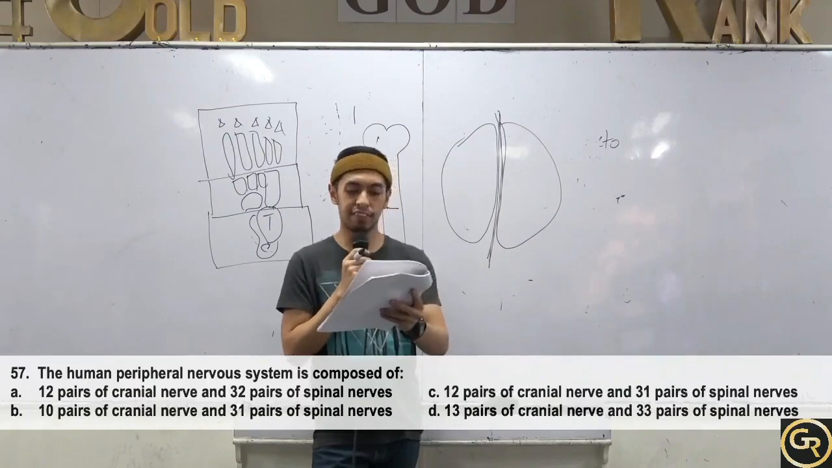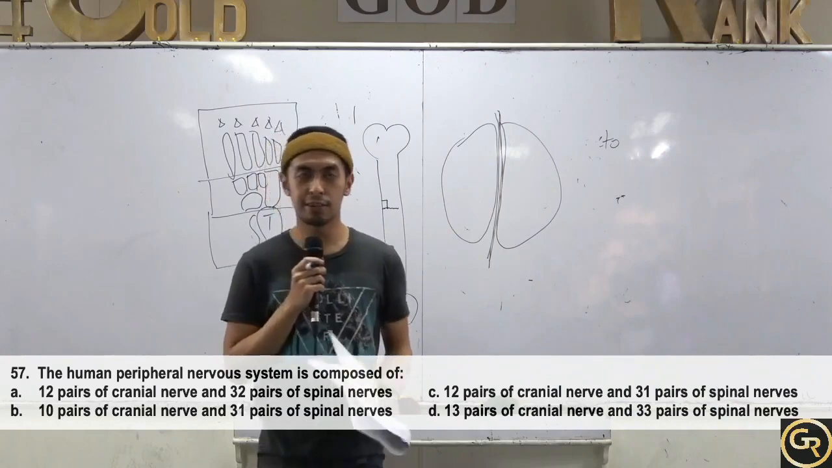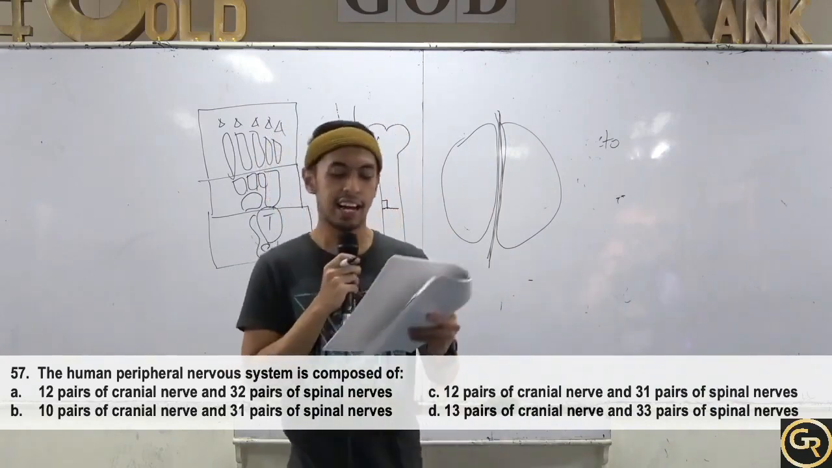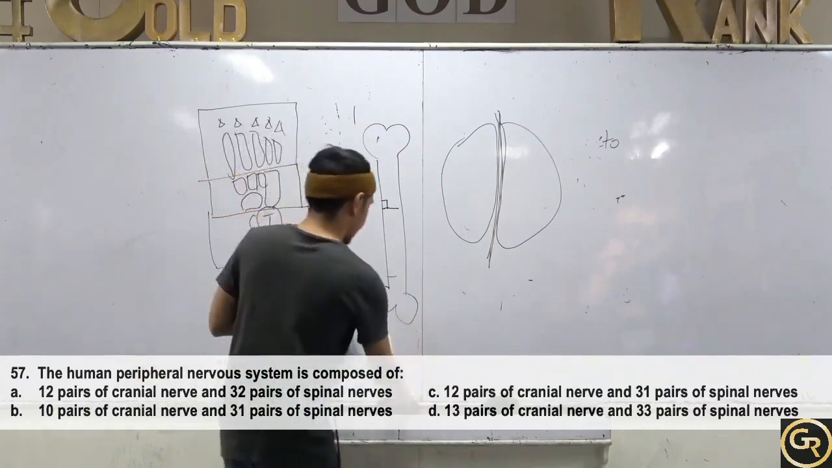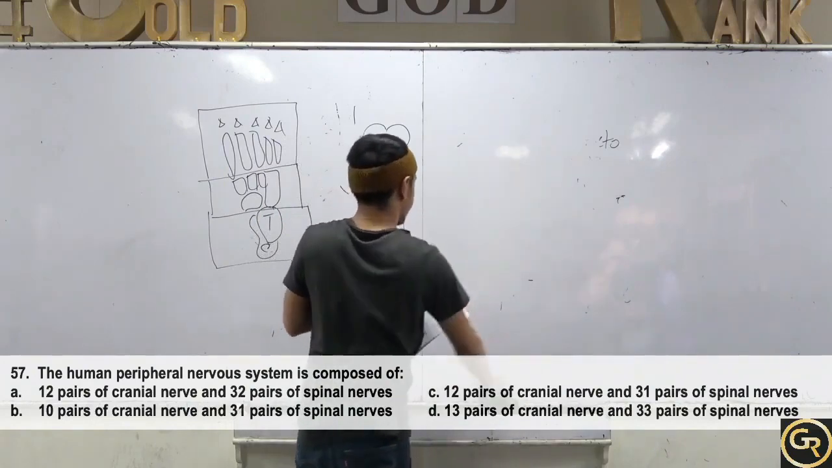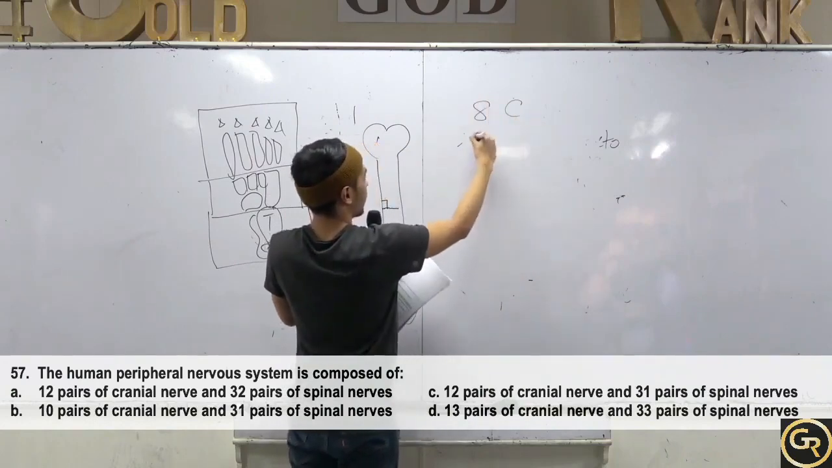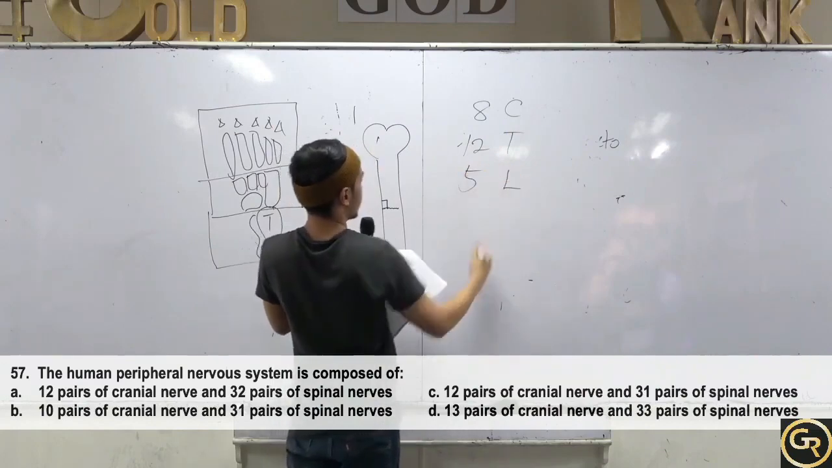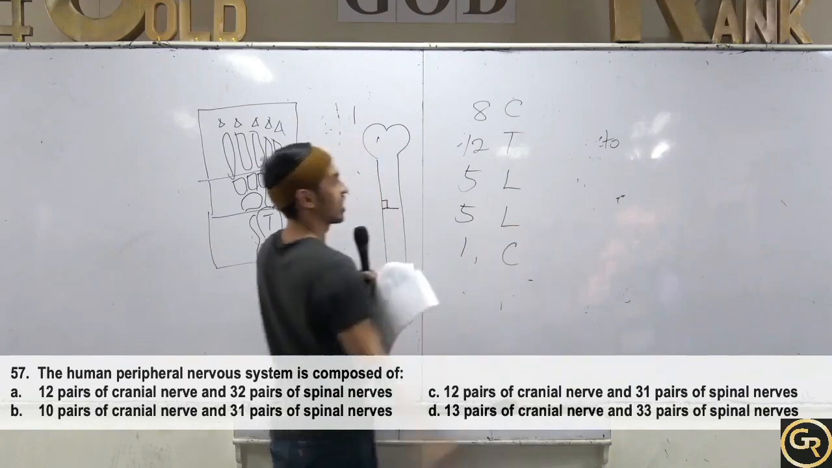57. The human peripheral nervous system is composed of ilan po? Okay? You have 12 pairs of cranial nerves. Tama po ba? You have from 1 to 12. And you also have how many pairs of spinal nerves? So, bilangin natin. Okay? Bilangin natin ang spinal nerve roots nyo. Again, you have 8 for your cervical. Okay? You have 12 for your thoracic. You have 5 for your lumbar, you have 5 for your sacral, and 1 for your coccygeal.